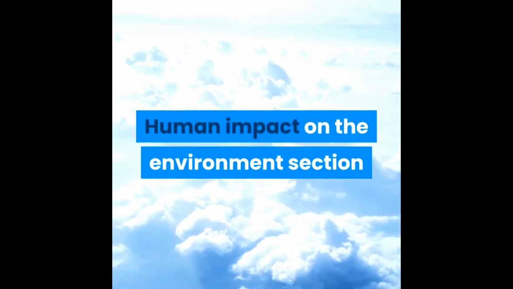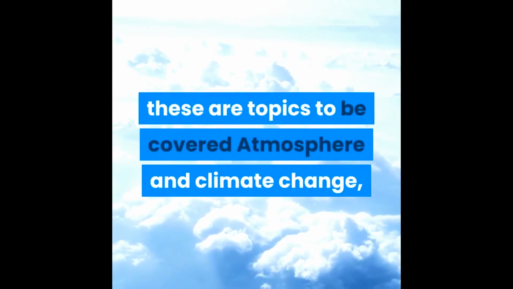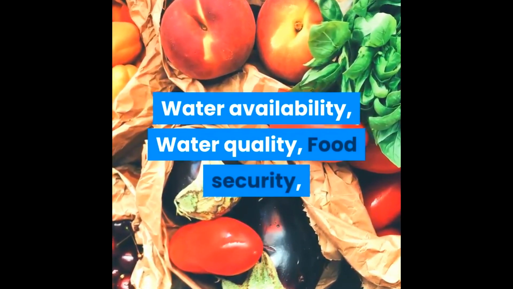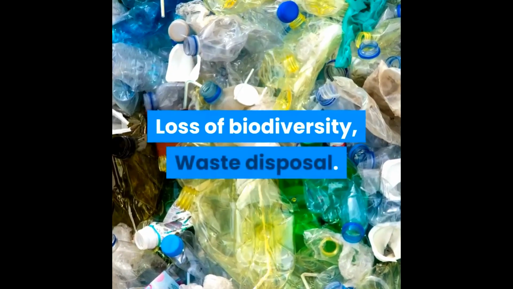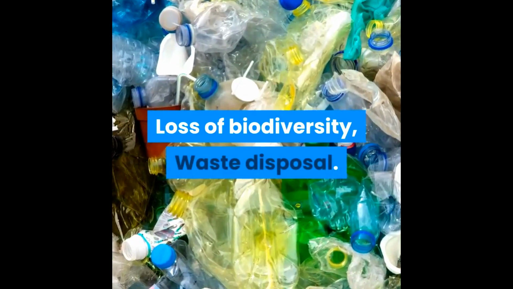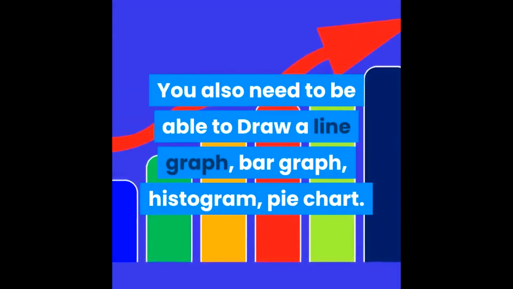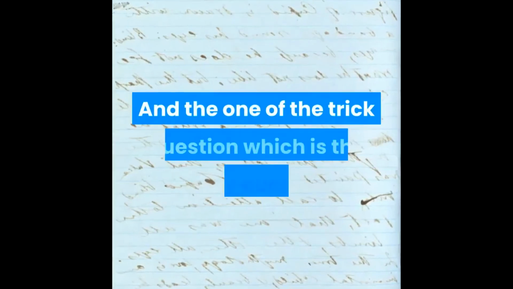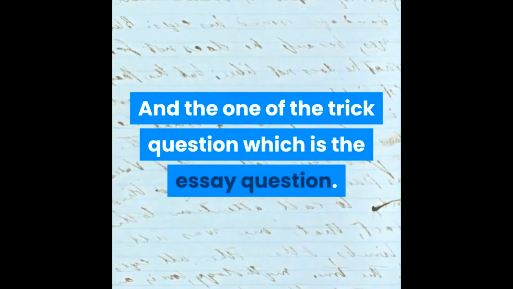Human impact on the environment section, these are topics to be covered: atmosphere and climate change, water availability, water quality, food security, loss of biodiversity, waste disposal. You also need to be able to draw a line graph, bar graph, histogram, pie chart. And one of the trick questions, which is the essay question.